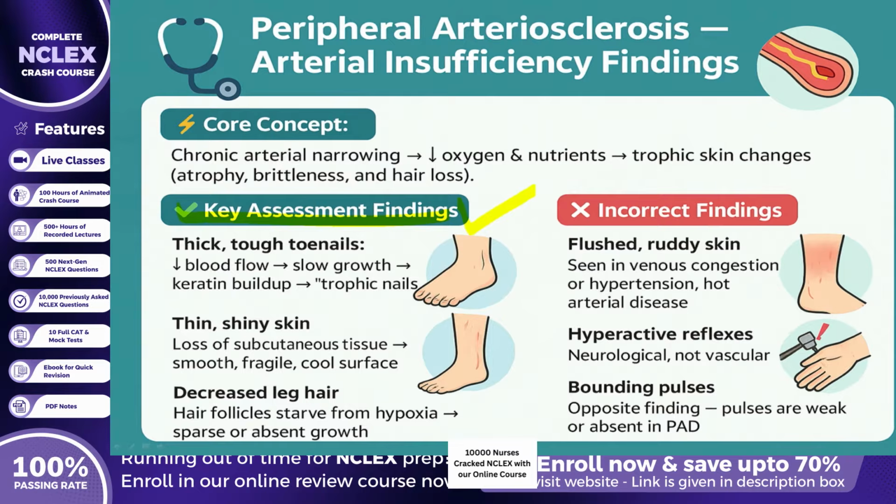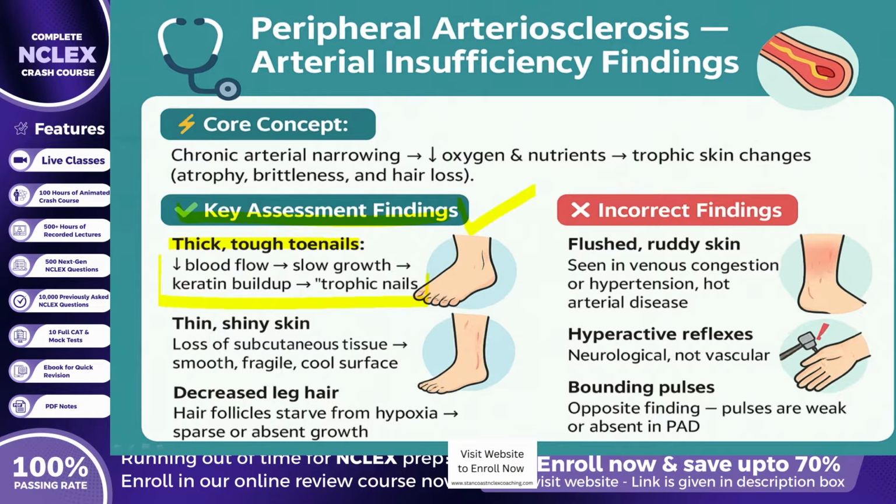Now exploring option A, thick, tough toenails. This is a correct finding. When arterial blood flow decreases, the nail matrix receives less oxygen and nutrients, leading to slow growth and keratin buildup. The result is thick, brittle, and yellowish toenails, often described as trophic nails, which reflect chronic ischemia in distal tissues.